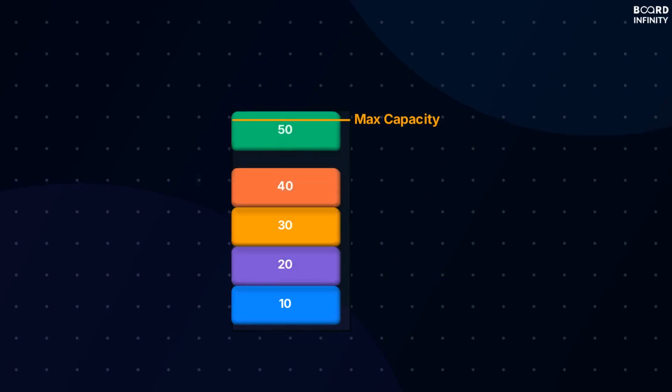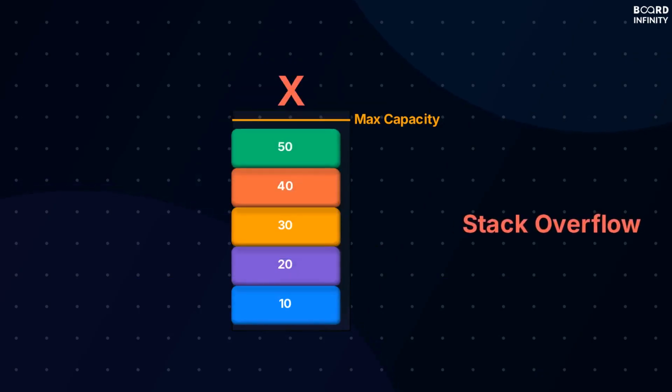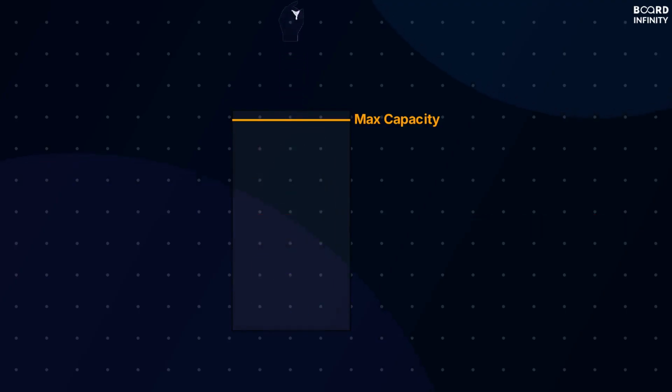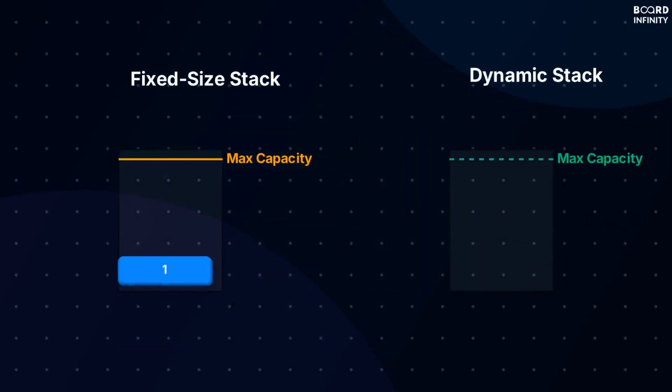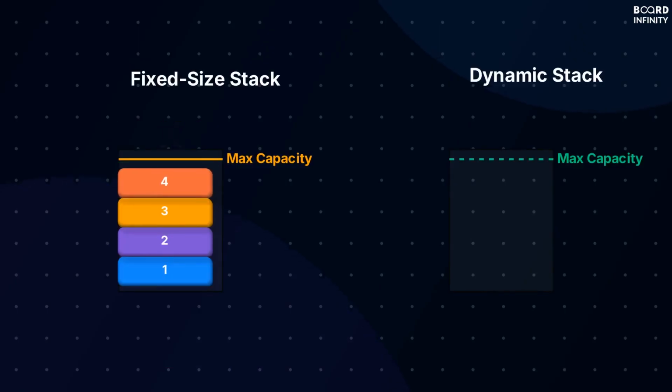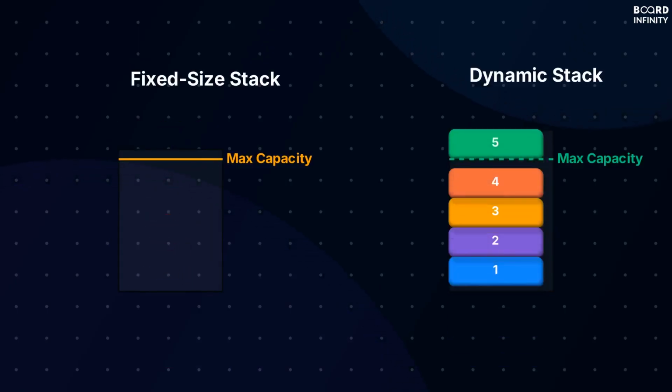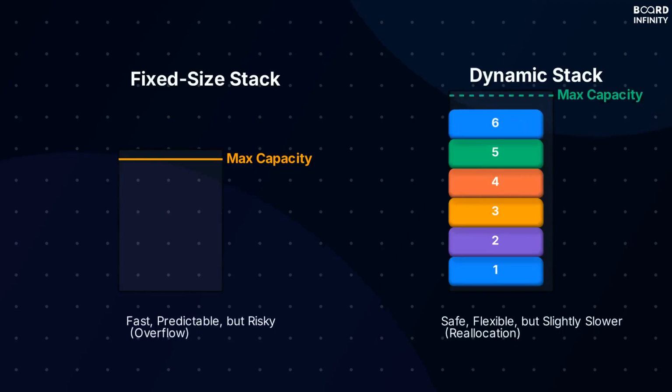However, stacks are not without limitations. Fixed-size stacks can lead to a stack overflow if you attempt to push more elements than their allocated capacity. Conversely, trying to retrieve an element from an empty stack results in a stack underflow error. These are critical conditions to manage. This highlights a key trade-off. Fixed-size stacks are fast and predictable but carry the risk of overflow, while dynamic stacks are safer and more flexible, as they can reallocate memory to grow, though this comes with a slight performance cost.